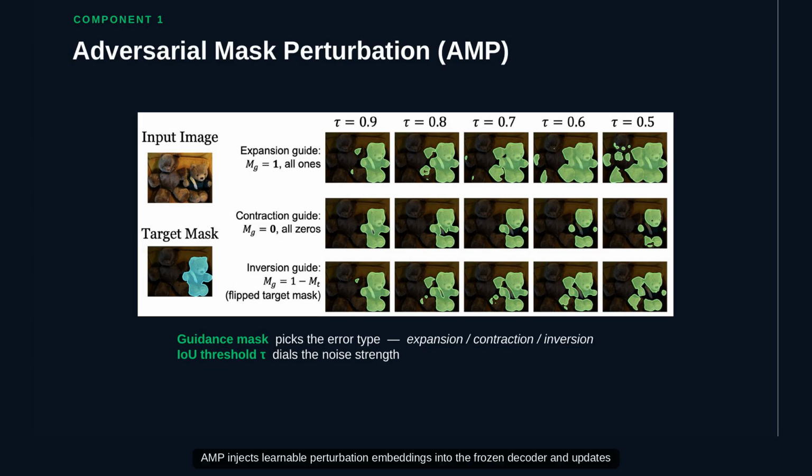AMP injects learnable perturbation embeddings into the frozen decoder, and updates them with FGSM-style adversarial steps in embedding space. A guidance mask controls the error type: expansion produces false positives, contraction produces false negatives, and inversion mixes both. An adaptive threshold keeps generating noise until the mask's IOU with the ground truth lands in a target range, so we can precisely dial the difficulty. Because the gradient is largest where the decoder is least confident, the damage naturally concentrates on hard boundaries and ambiguous regions.